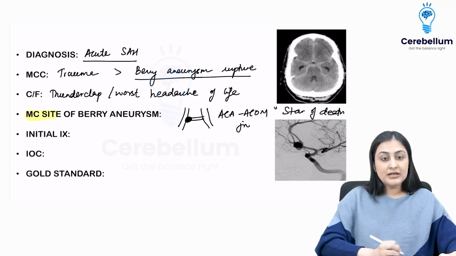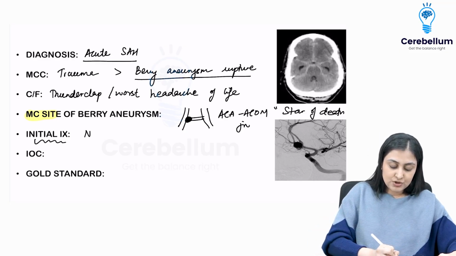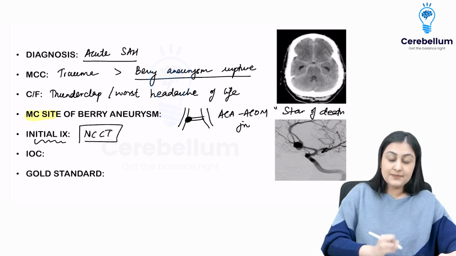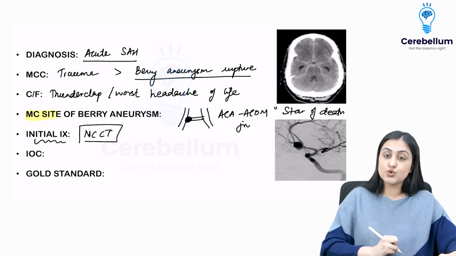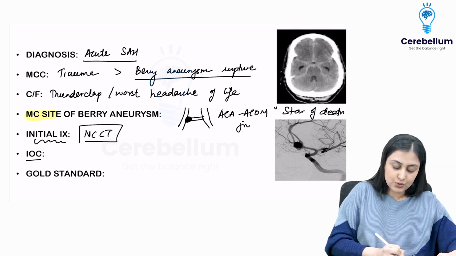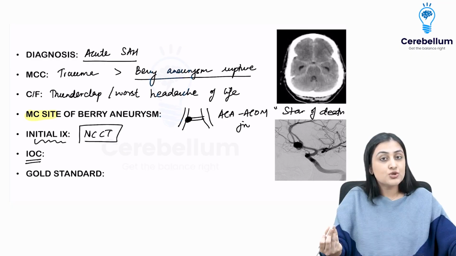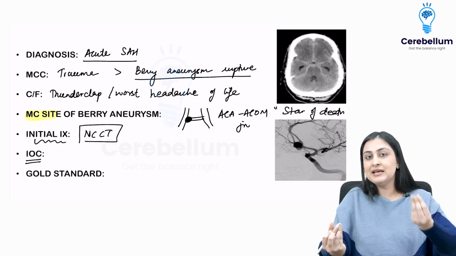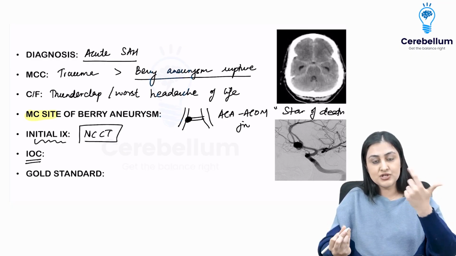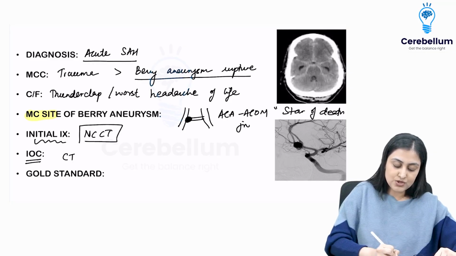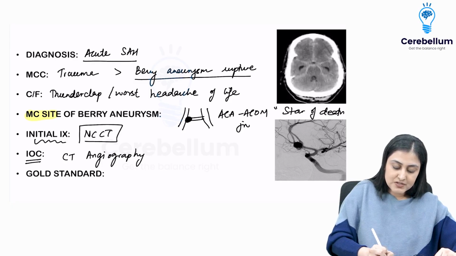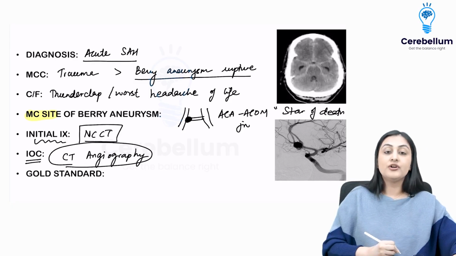Like any acute hemorrhage, the initial investigation you want to do in such a patient is NCCT. When NCCT shows you the star of death appearance, you know that it is SAH, and then you go for the next investigation to rule out an aneurysm. We need to give contrast. Yes, we want to see the aneurysm from the artery, so we have to give contrast, and because we are seeing the artery, the investigation of choice becomes a CT angiography, right?